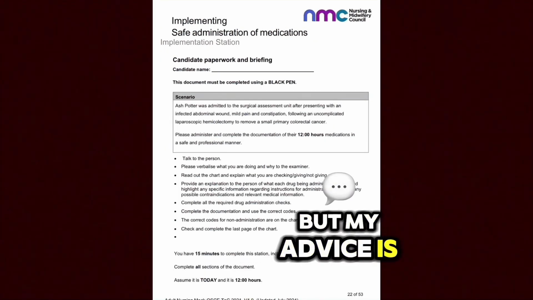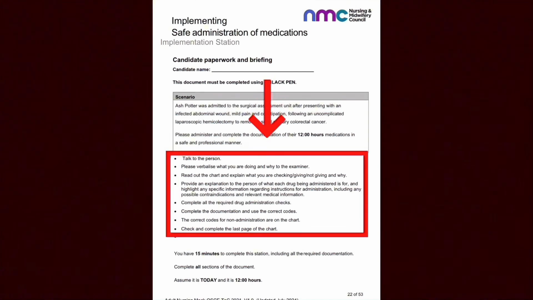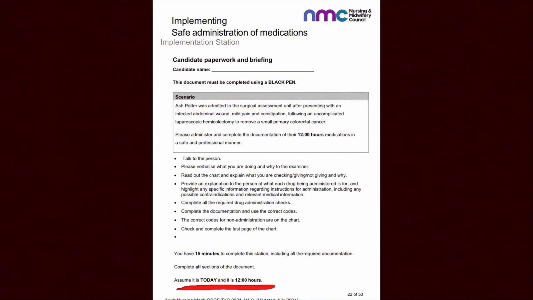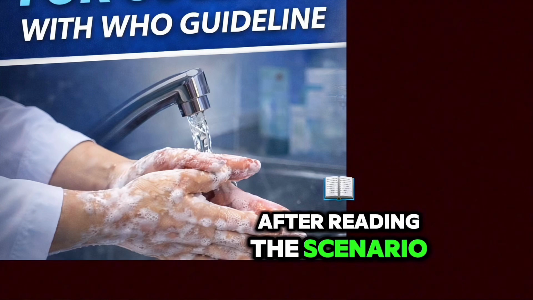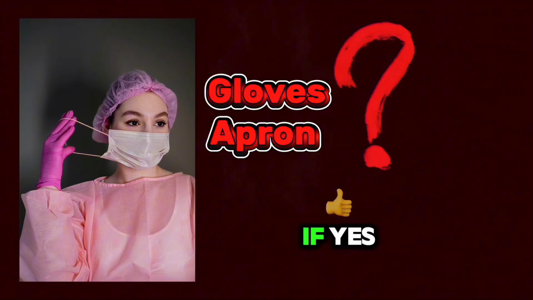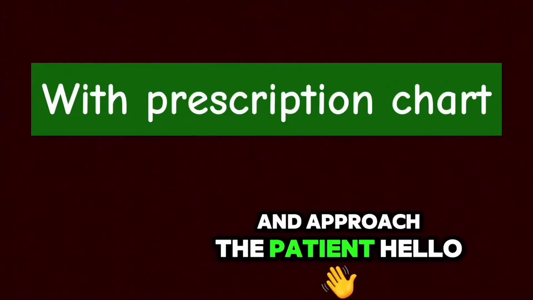But my advice is, on your exam day, you don't need to read this section because it's the same for every station. Just read the patient name, the reason for the admission, and at this time, what they are given. After reading the scenario, perform hand hygiene. Then ask the examiner if PPE is required. If yes, put on the appropriate PPE and approach the patient.